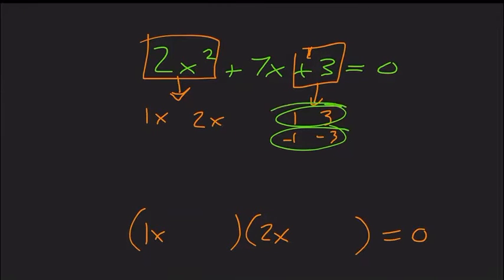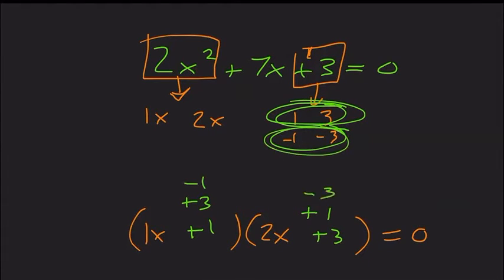We could use this first pair, +1, +3. That could be +1, +3, or it could be +3, +1. We don't know which order it's going to be. Or it could be the other pair. It could be -1, -3, or -3, -1. So there are 4 different combinations that are possible here, and we're just going to guess and check to find out which one's the correct one.